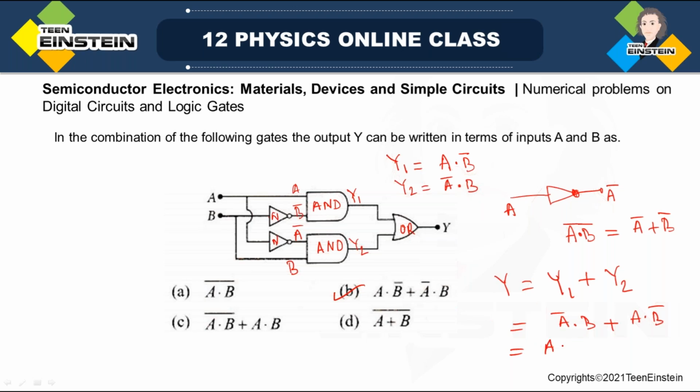So A dot B bar plus A bar dot B, where dot means AND, so I should read it as A and B bar plus A bar and B. So option B will be the correct answer for this question. This is how we have to solve it.